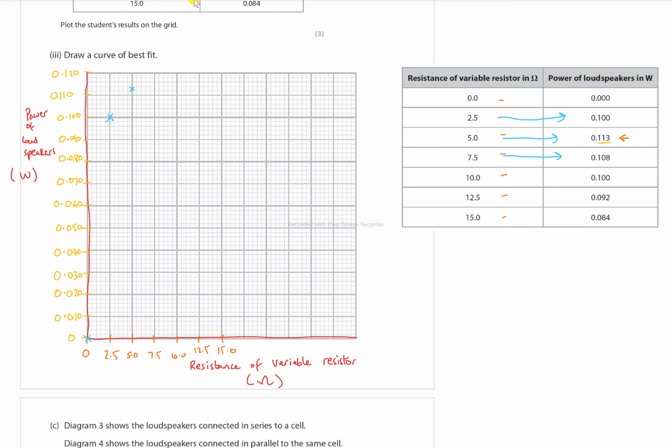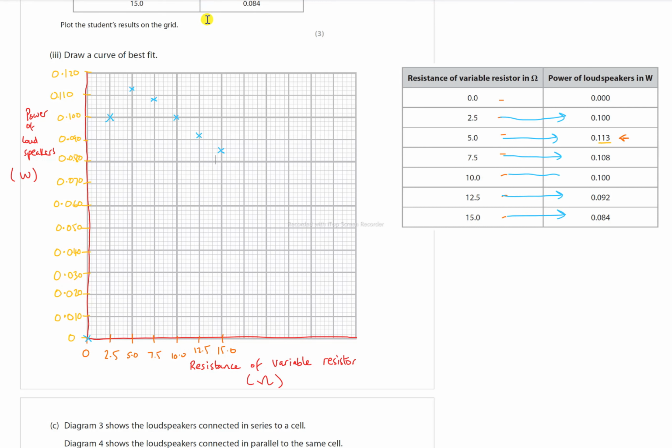Okay, 7.5, 108. 108 would be there. And now at 10, I've got 100 at 10, and then at 12.5, 92 is there, and 15 is 85. Right, there you go, done.